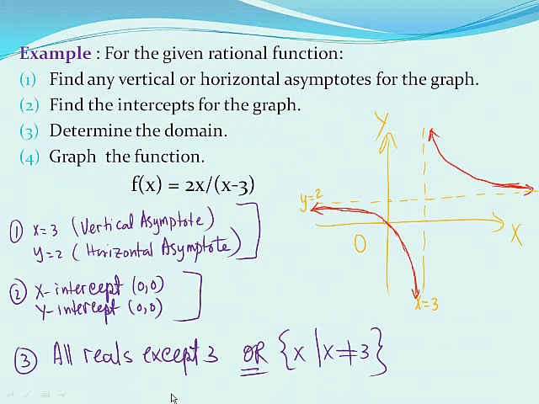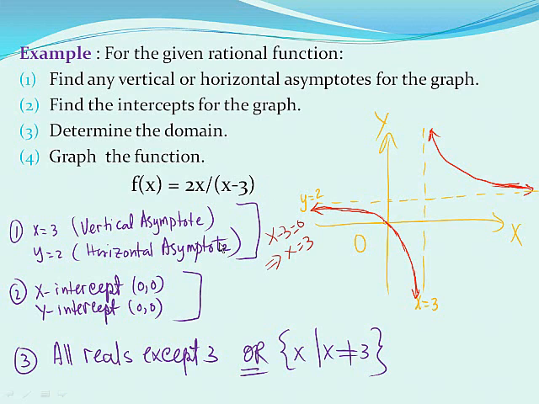Example. For the given rational function f of x is equal to 2x divided by x minus 3, find the vertical and the horizontal asymptote. To find the vertical asymptote, put x minus 3 equal to 0, which gives x is equal to 3. So x equal to 3 is the vertical asymptote.